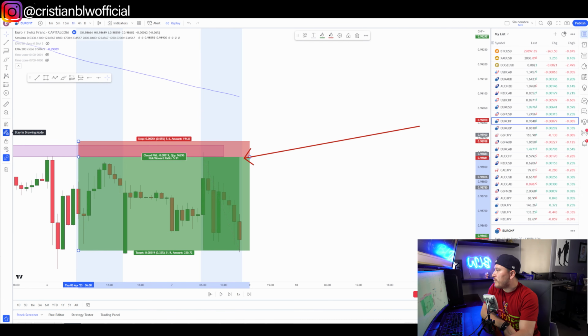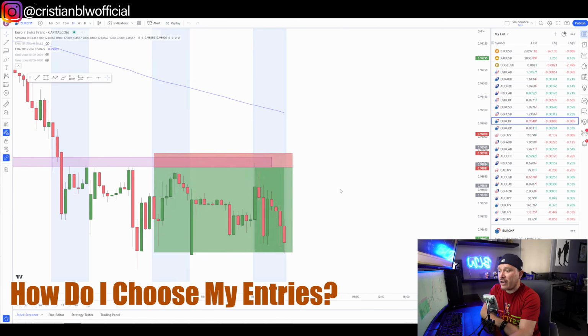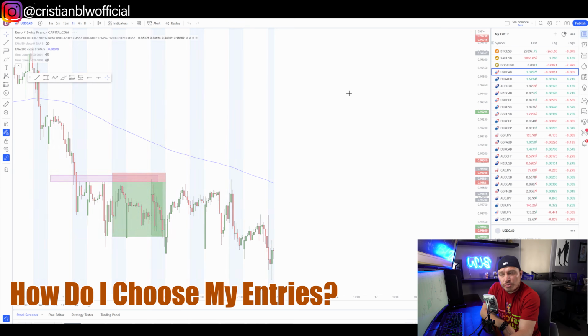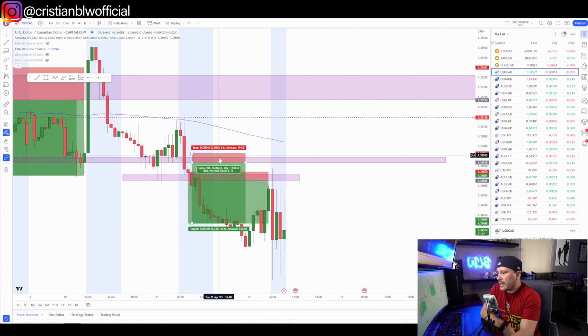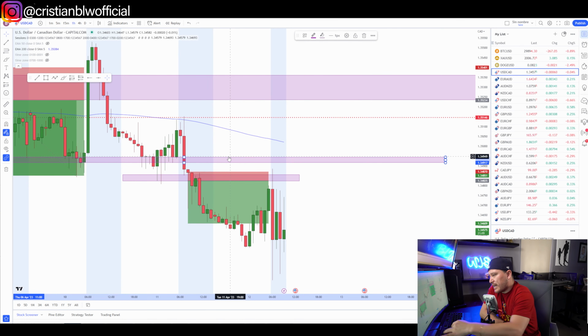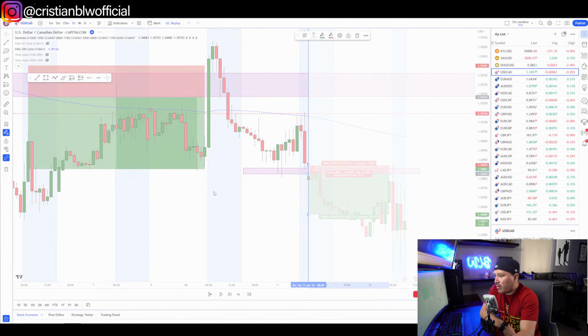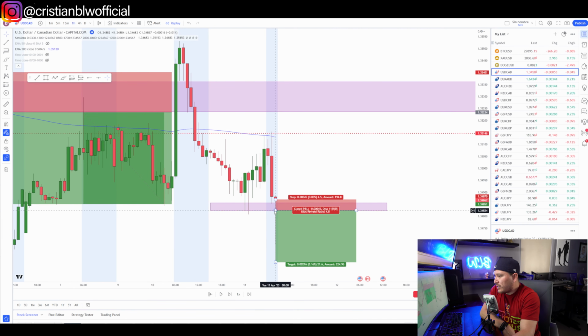Now, I know some of you might ask, how do I choose my entries? And as of right now, today we have CPI. And when we have CPI, I usually don't send any signals whatsoever. This is a trade that I actually sent yesterday, for instance. What happens is that I actually saw, and I'm going to show you exactly what I saw. So I realized that the price actually went down all the way to this level. Not this one, the next one.